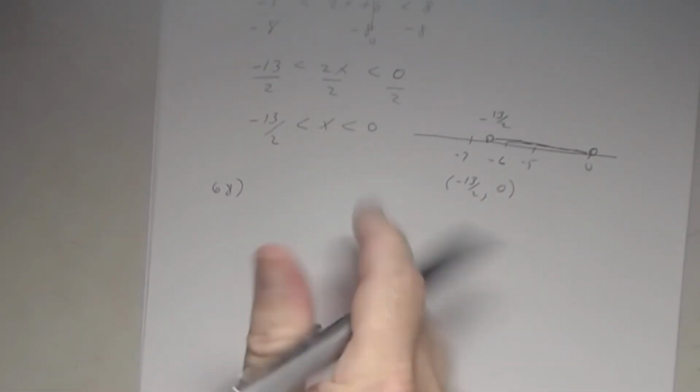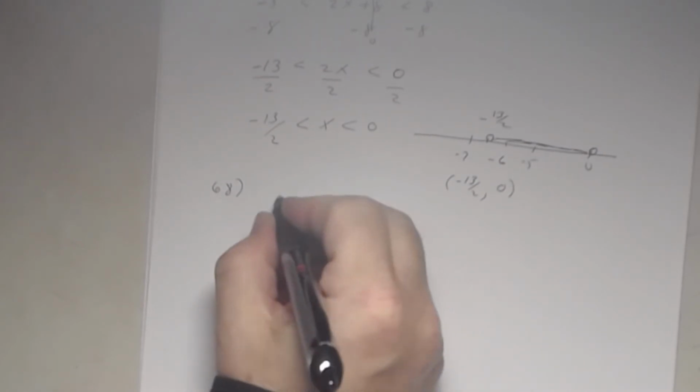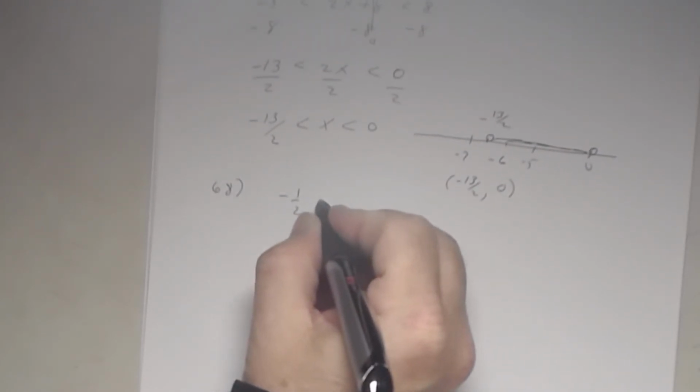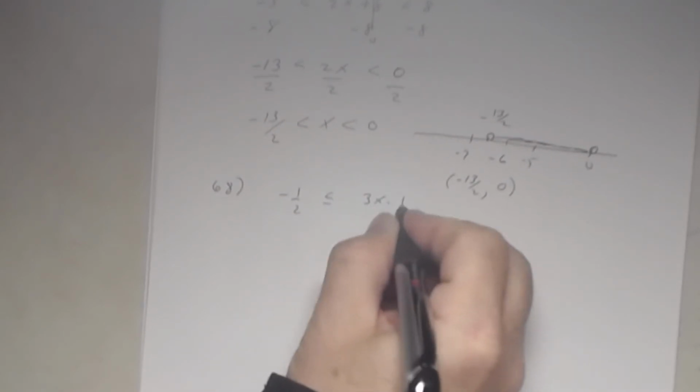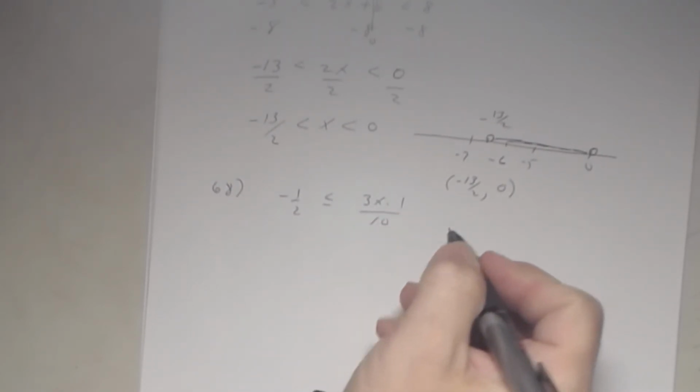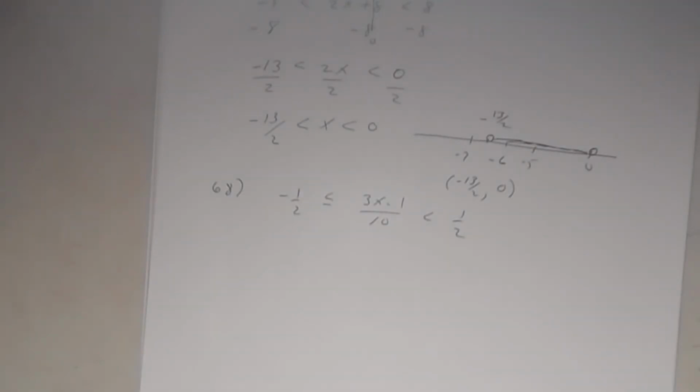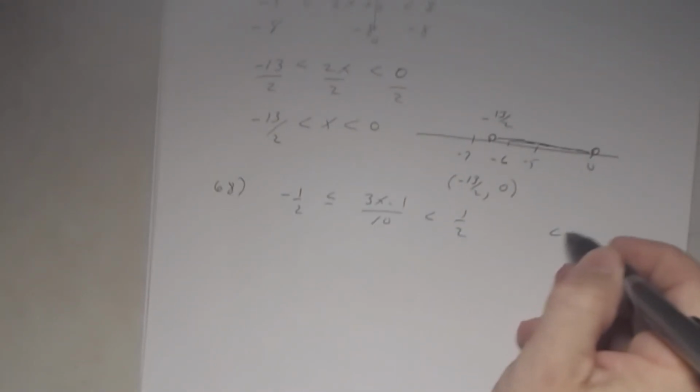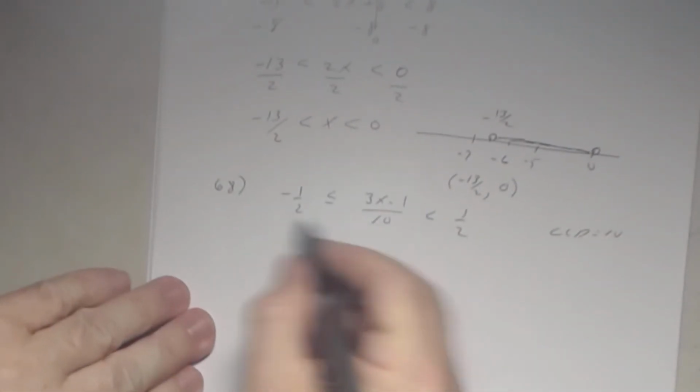All right, 68, we have negative 1/2 is less than or equal to 3x minus 1 divided by 10 is less than 1/2. Okay, make it easy on yourself. So you have fractions. You want to clear those fractions. So what are you going to do? LCD. What's the LCD? 10. The smallest number that 2, 10, and 2 go into is 10. So the LCD is 10. So that's where you're going to multiply all parts by what? 10. So the LCD is 10. So it's going to look like this. I'm going to go ahead and rewrite this over.